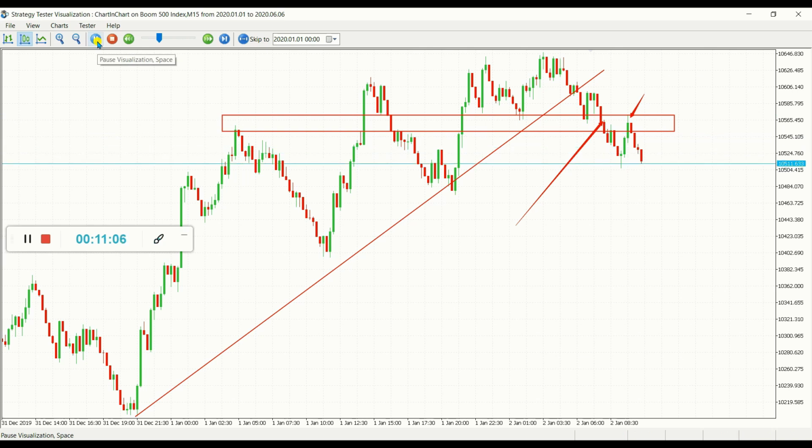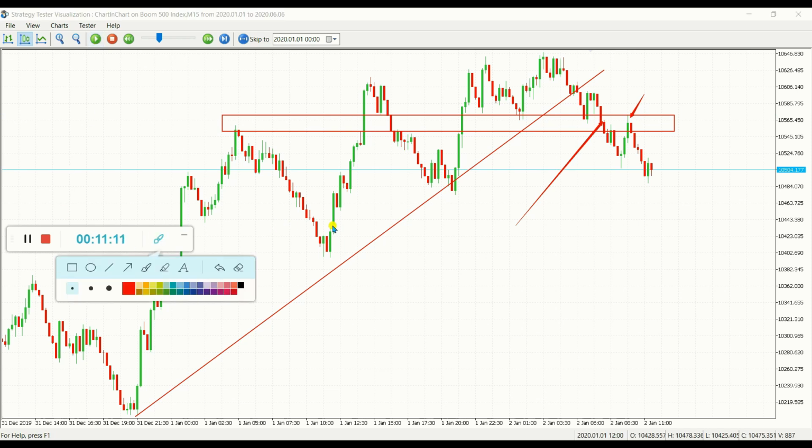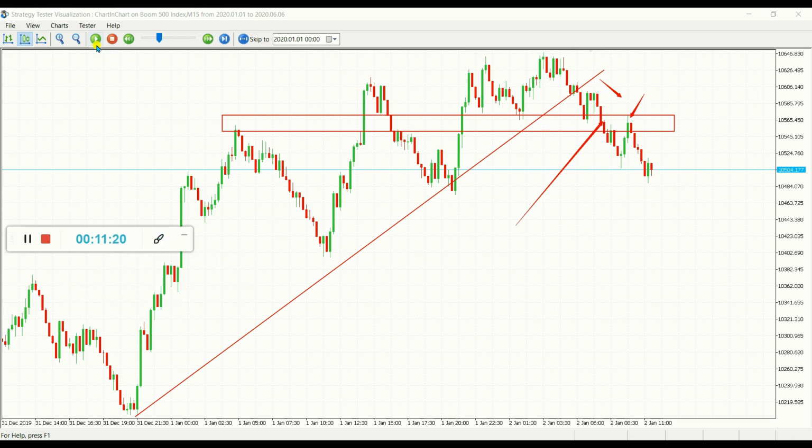Yeah, the market is pushing down. As I've told you, my stop loss will be above this area, above the rectangle. Around here I'll put my stop loss. Then the trade went down, the market went down in my direction. That's very cool. This is how you trade, this is how you make money.